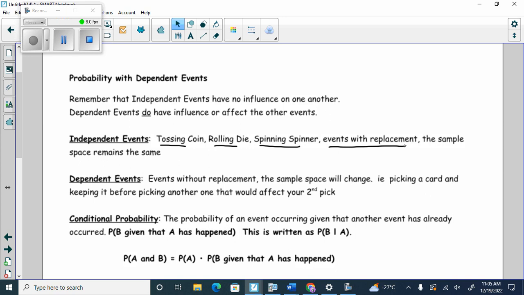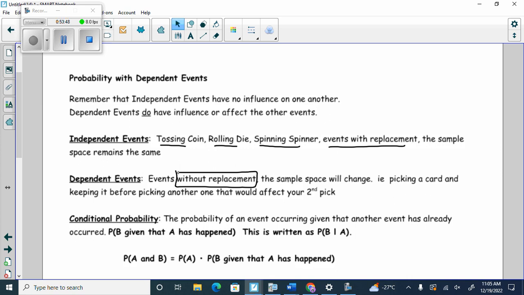So any of the objects where you don't physically take the piece off, you are replacing it, correct? Because you didn't take it off in the first place. And if it's with replacement, it's independent. So coins, die, spinners, events with replacement are all replaced events. Therefore, they're independent. Dependent are whenever it says without replacement. It has to say without replacement. If it doesn't say without replacement, you assume you're replacing it. Okay? So the sample space will change.